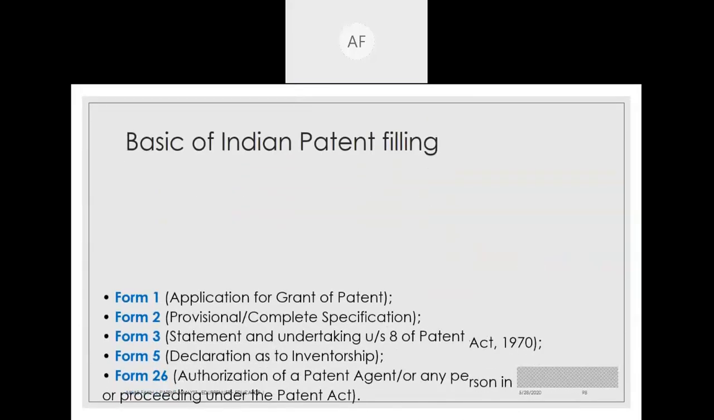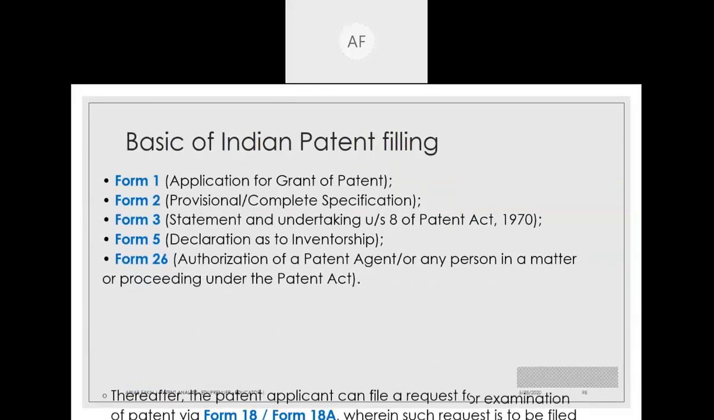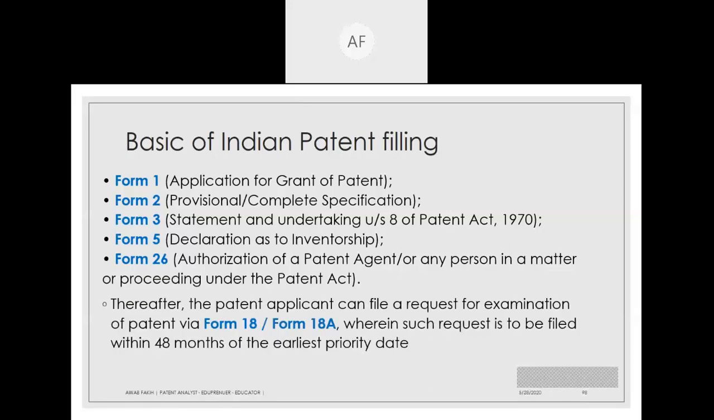So these are the basic Indian patent filing forms, which we have already seen. Form number 1, that is basically for application for the grant of patent. Form number 2, it could be for provisional, or you can file it for complete, depending upon your stage of the innovation. Form number 3, statement and undertaking. Form number 5, declaration as to inventorship. So these are the compulsory forms: form 1, form 2, form 3, and form 5. Form 26 is not compulsory at all, my dear friend. Okay, you will be requiring only this.